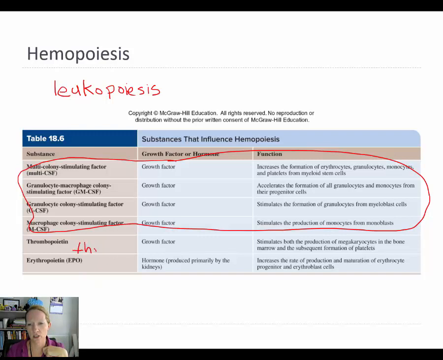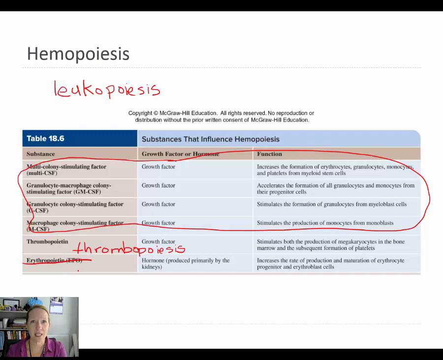So this is going to initiate... am I spelling that right? Thrombopoiesis. And then hopefully this is familiar. I didn't mean to cross it out. I meant to underline it. But hopefully this is familiar to you already.